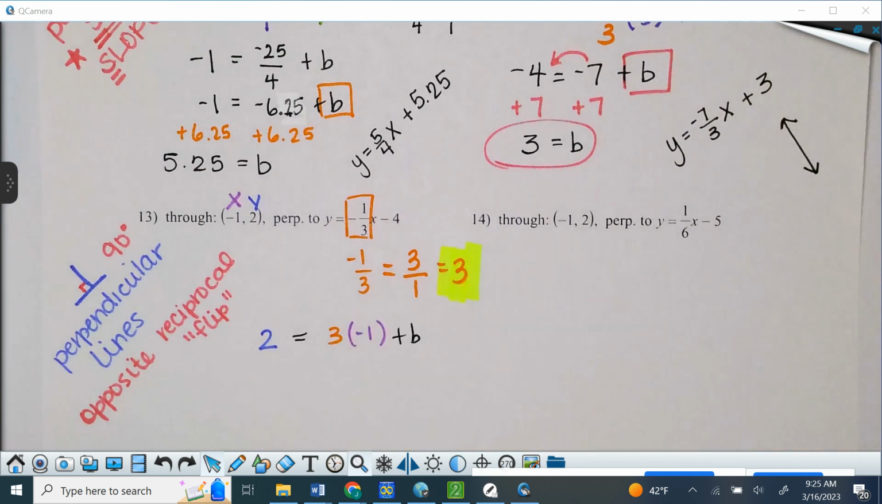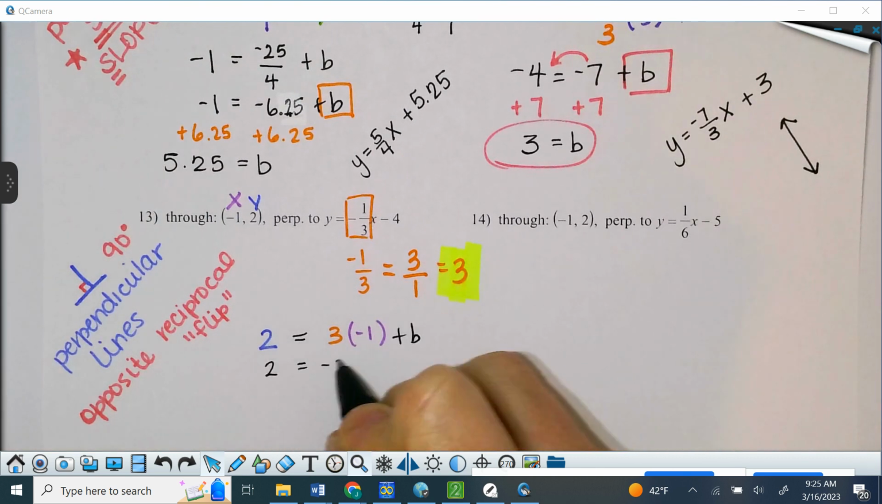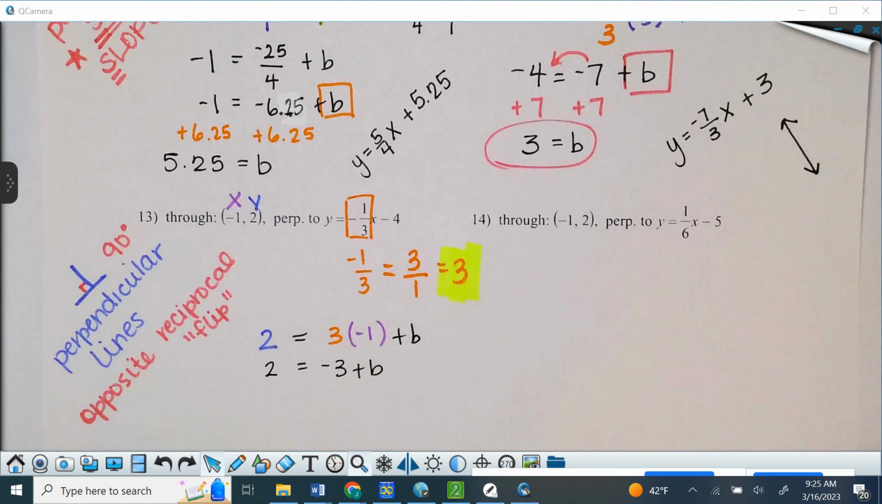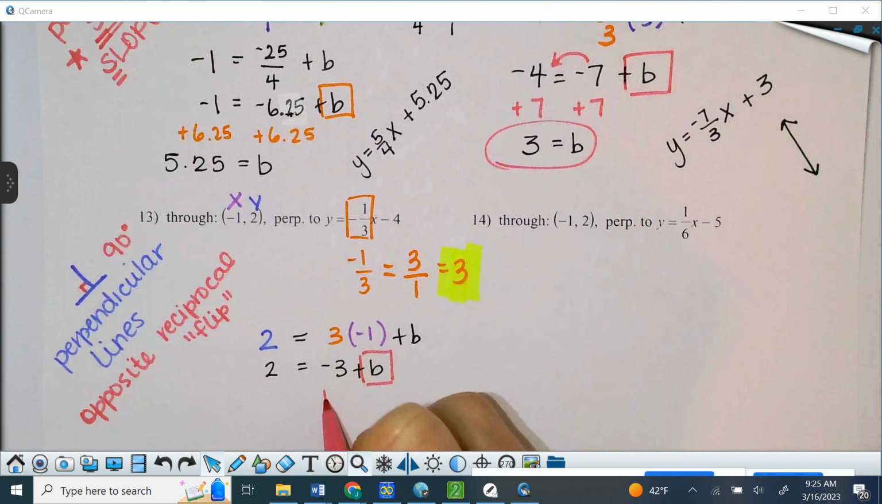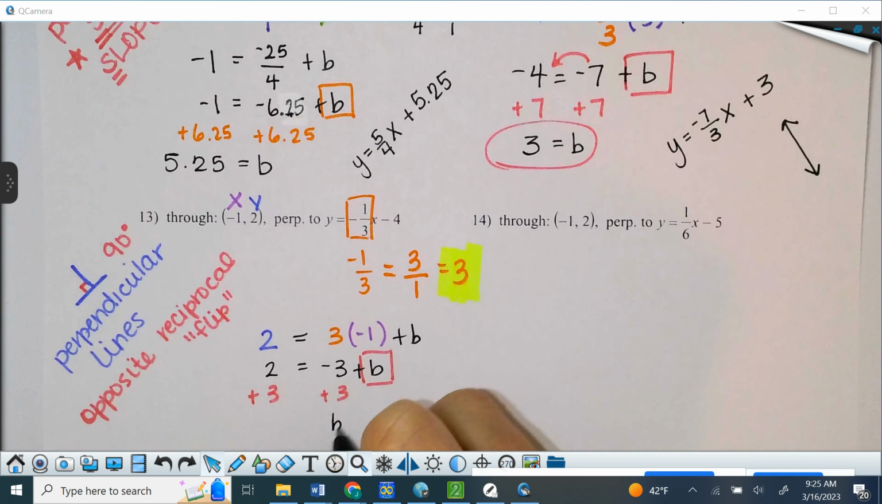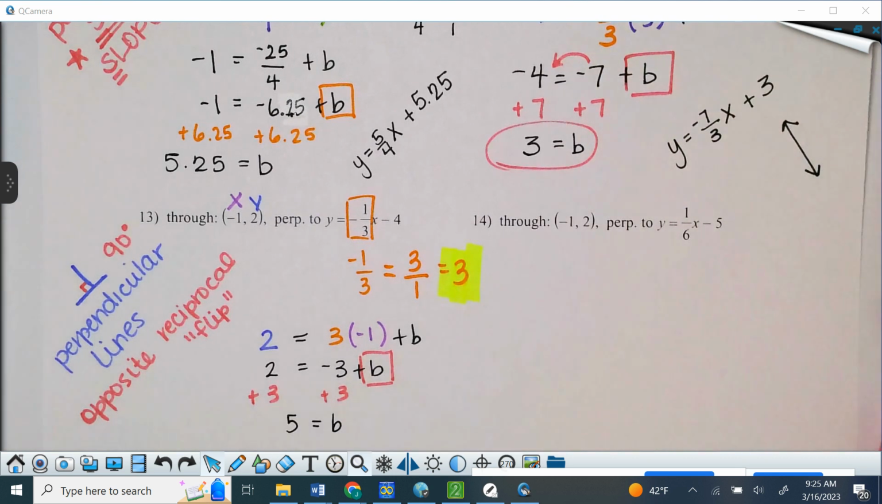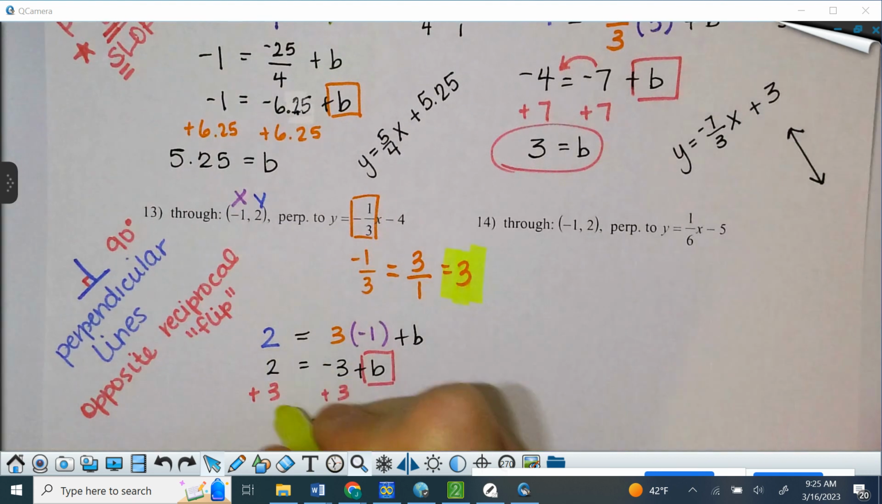So we have 2 equals 3 times a negative 1 plus b. So 2 equals, that's going to give us a negative 3 plus b. We want to get that b by itself. So we're going to add 3 to both sides. And b is going to equal 5. Now, again, if you're willing to highlight and go through all of that good fun stuff, I would highlight this too because that's important.